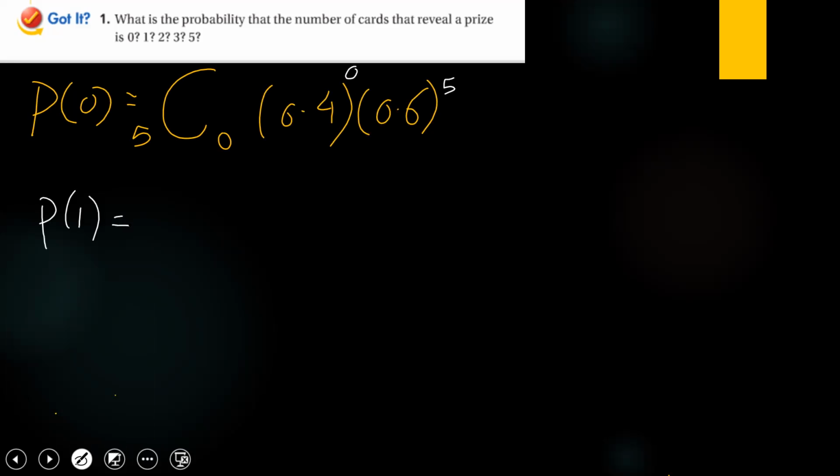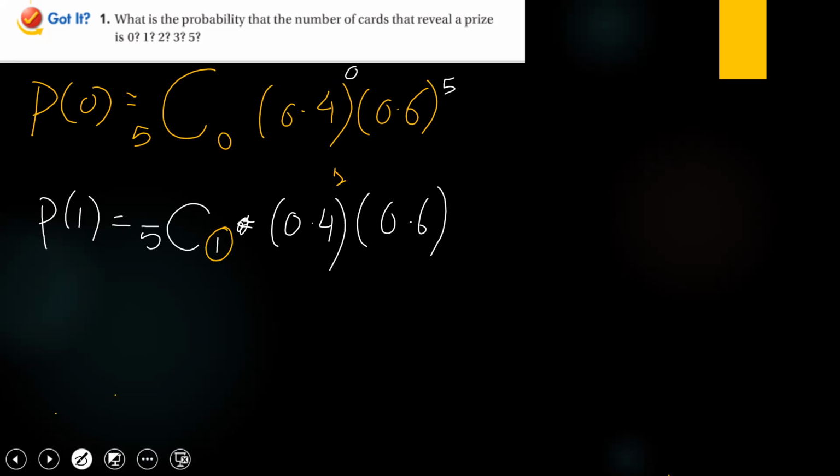So the probability of 0, what I have to do, I will say C of 0 from 5 trials times 0.4 to the power 0, and 0.6 to the power 5. Now, probability of getting 1, I have to write C of 1 from 5, times 0.4 to the power 1, and 0.6 to the power 5 minus 1, which is 4.